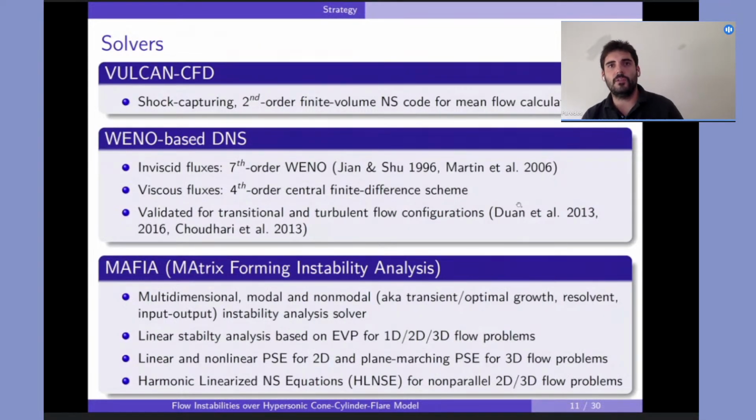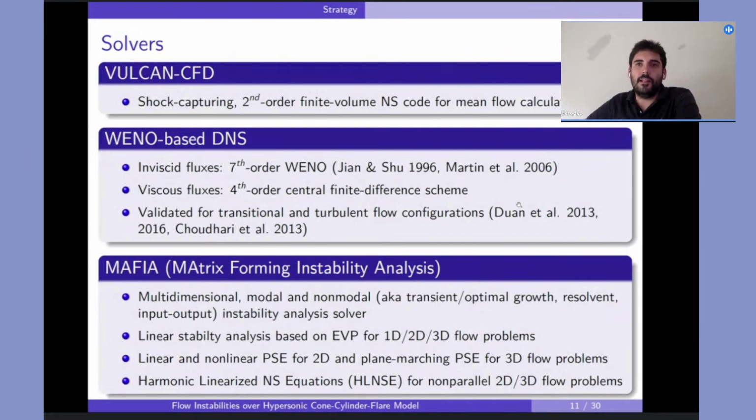The tools we are using to do this computational study are, first, VULCAN-CFD, a NASA solver. As I mentioned, it's a shock-capturing second order finite volume Navier-Stokes code for the mean flow calculations. Then we also use a WENO-based high-order DNS solver that has inviscid fluxes with 7th order WENO and viscous fluxes with a 4th order central finite difference scheme, which has been validated for transitional and turbulent flow configurations in the group.